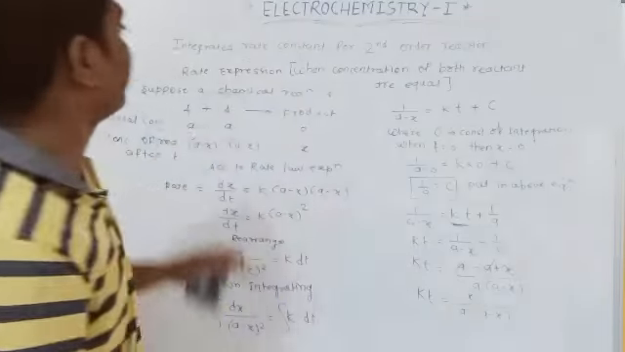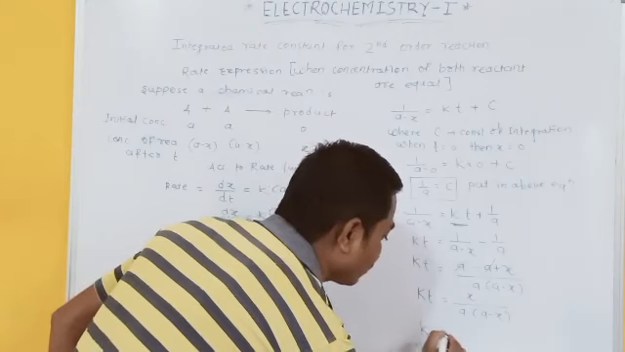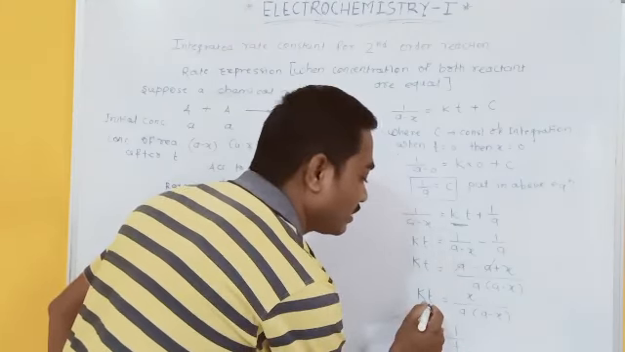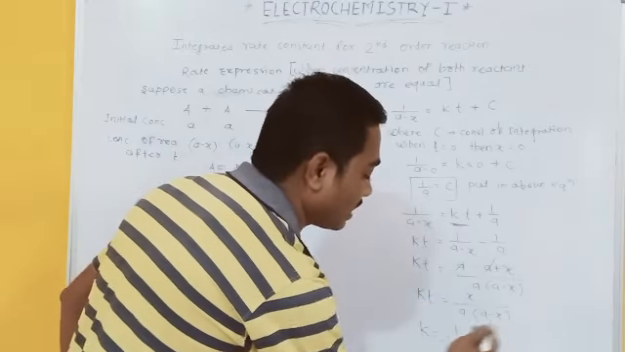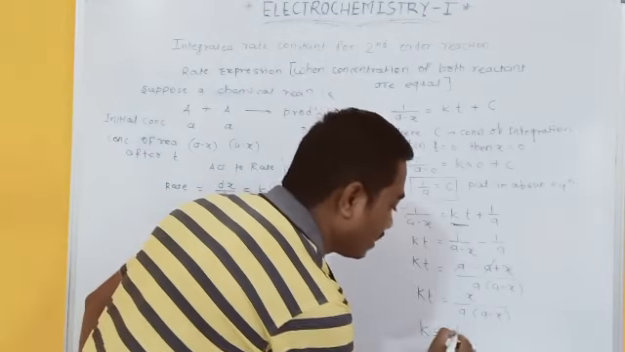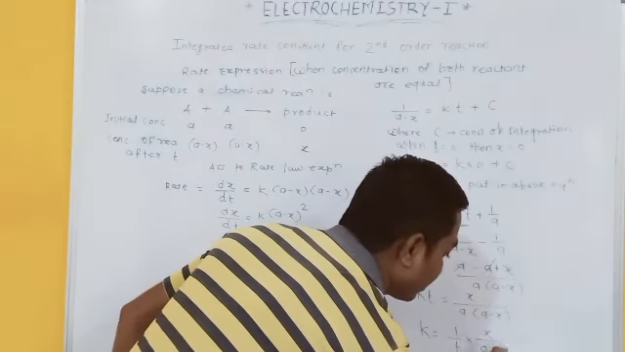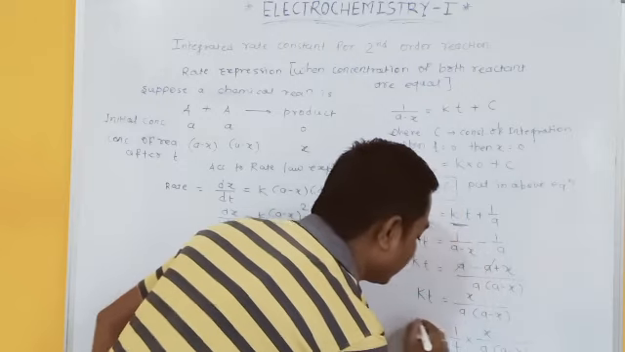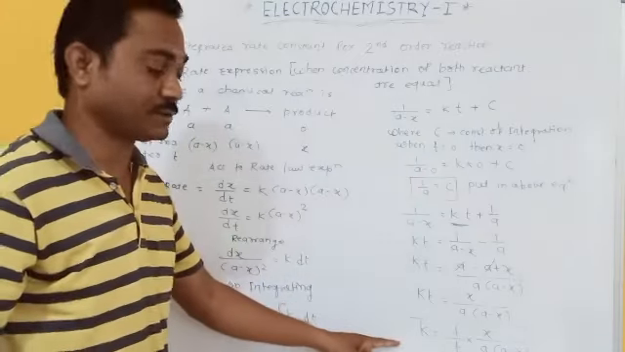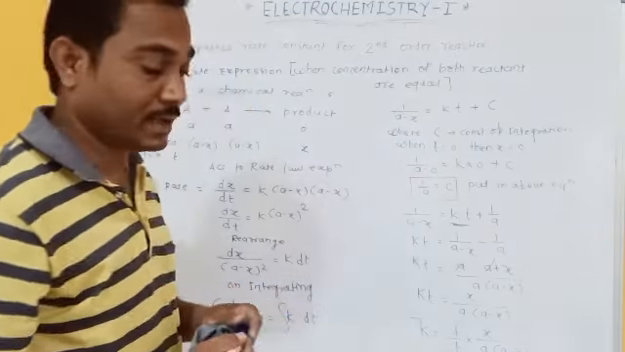Here we can calculate the integrated rate constant, that means k is equal to 1 by t. This t is in the multiplication, therefore on the front side it becomes a reciprocal. 1 by t into x divided by a minus x, which is the required expression for the rate constant of a second order reaction.